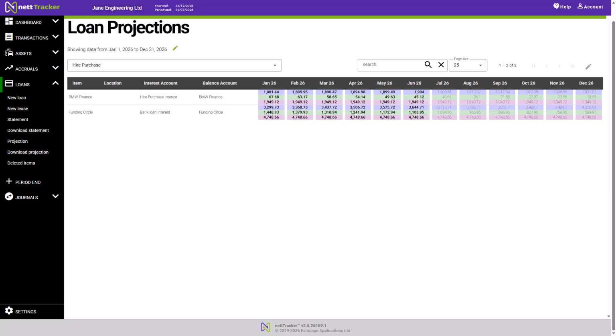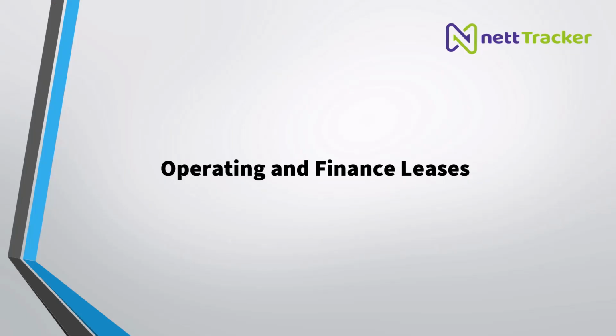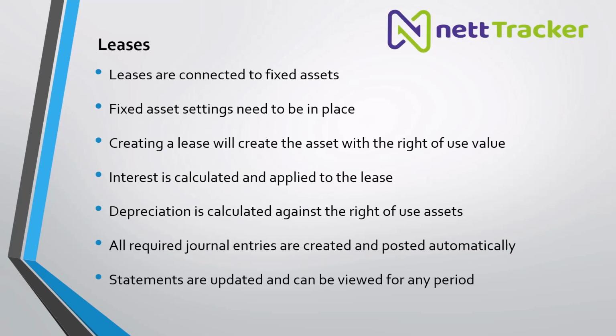All right, so we'll leave loans there for now, and I'll look at all of the accounting entries that have been made in the accounting software towards the end of the session. What I want to do now is actually move on and look at operating and finance leases and how nettTracker handles those. So there's a few differences with regards to leases and loans.